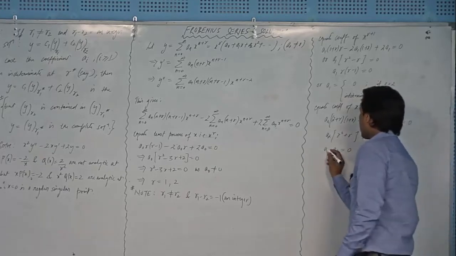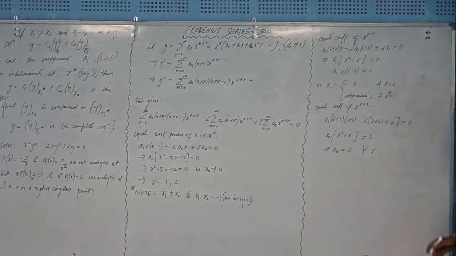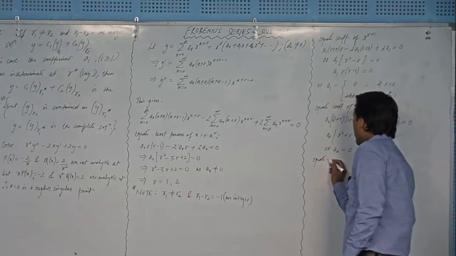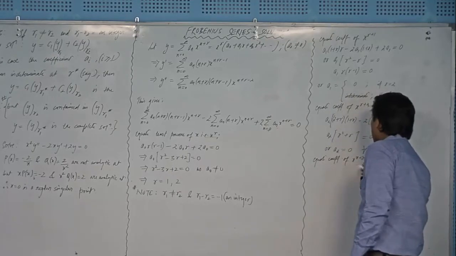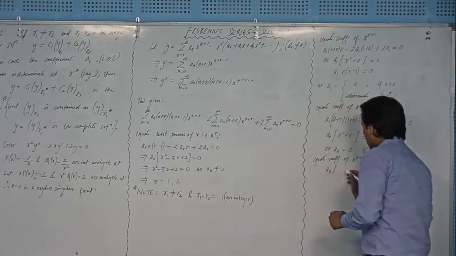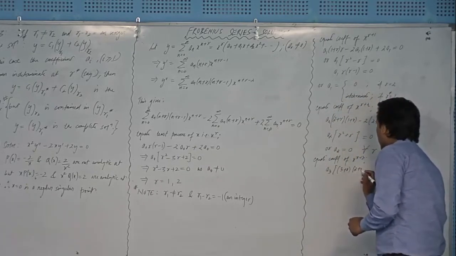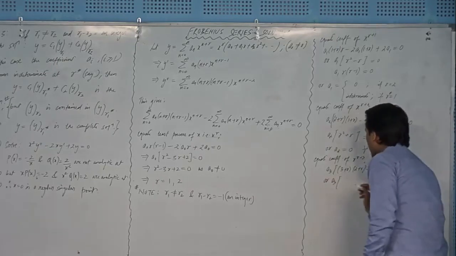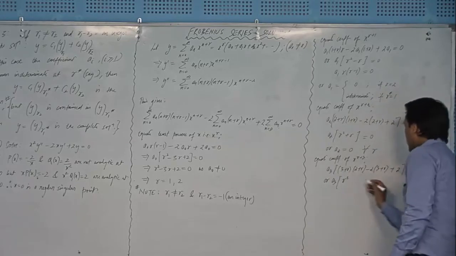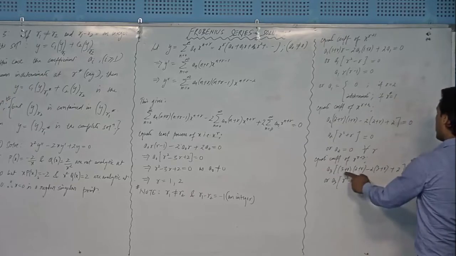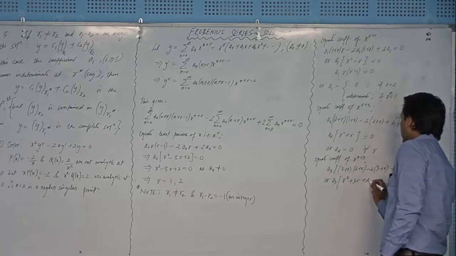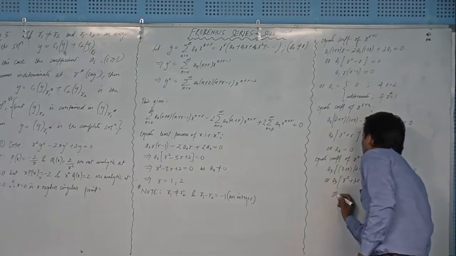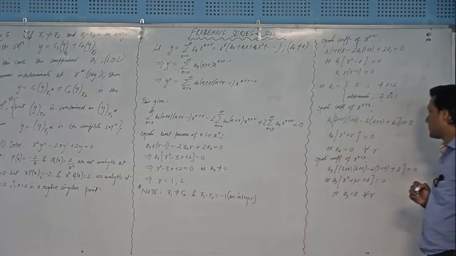Similarly, if you go on equating the next highest powers of x, every coefficient will be 0. Let me show one of them: equate the coefficient of x to the power r plus 3. You get a3 times (3 plus r)(2 plus r) minus 2 times (3 plus r) plus 2 equal to 0. That produces a3 times (r square plus 5r minus 2r plus 3r, 6 minus 6, 0, plus 2). If you put either value of r, you get a3 equal to 0 in both cases, so a3 equal to 0 for all values of r.